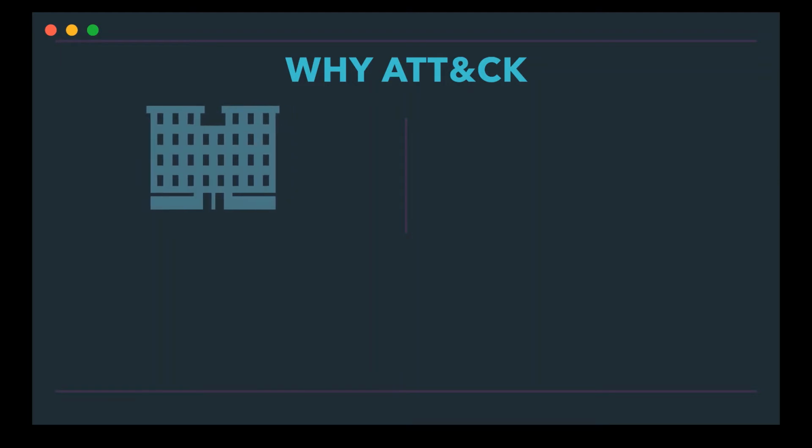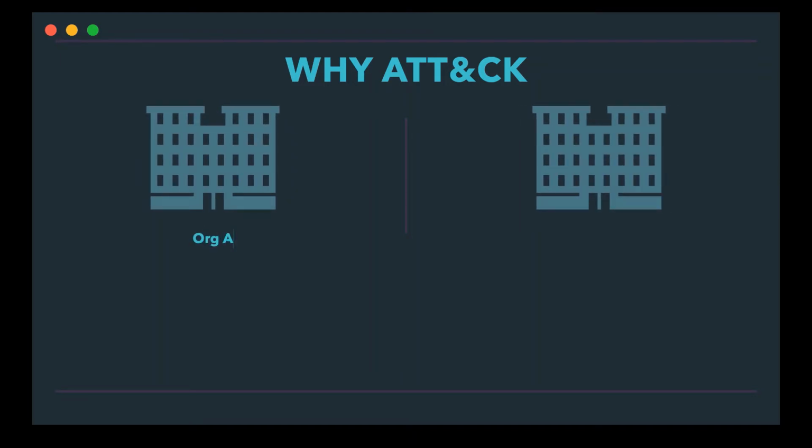So let's start by exploring why to use or adopt the ATT&CK framework. Let's take, for example, these two organizations, organization A and organization B. We will be checking how these two organizations will behave against some adversary attack. So let's say that we have an attacker that is trying to apply some malicious activities on our network, and he started doing this.